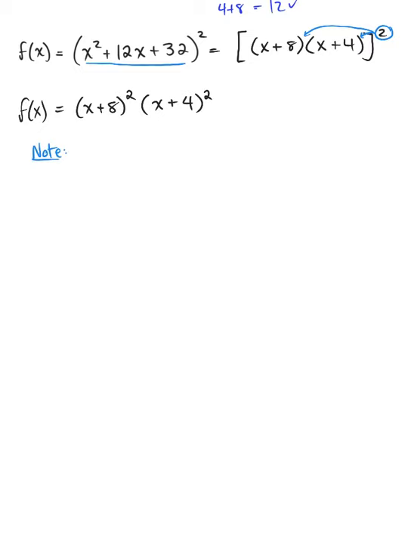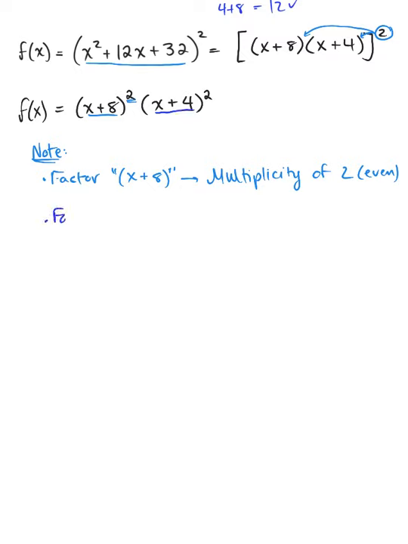We have two factors. We have a factor of x plus 8, and we think to ourselves, well, how many times does this factor appear? It appears 2 times. So that means if it appears twice, it has a multiplicity of 2, which is even. And we also look up at our factored function, and we see this also has a factor of x plus 4. And again, we think to ourselves, how many times does this factor appear? It appears 2 times. So this also has a multiplicity of 2, which again is even.